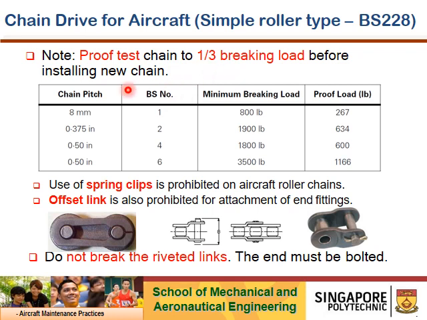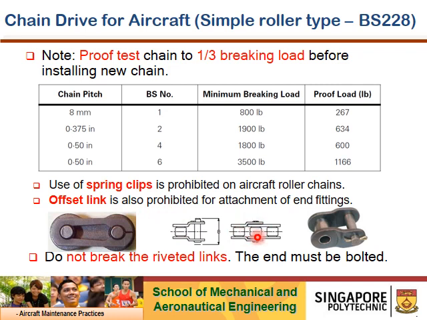This is the chain pitch. This is the BS number 1246. There are various types with minimum breaking load and the proof load the manufacturer has to apply before sending it for installation. The use of spring clips is prohibited on aircraft roller chain. Offset links are also prohibited, like this offset.